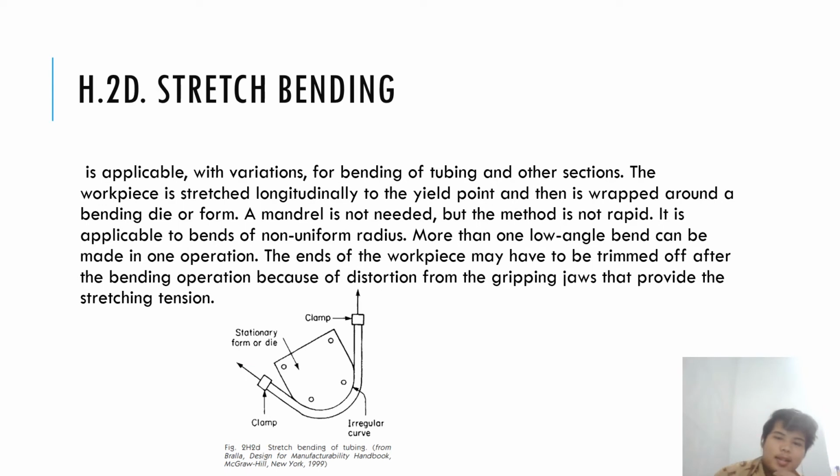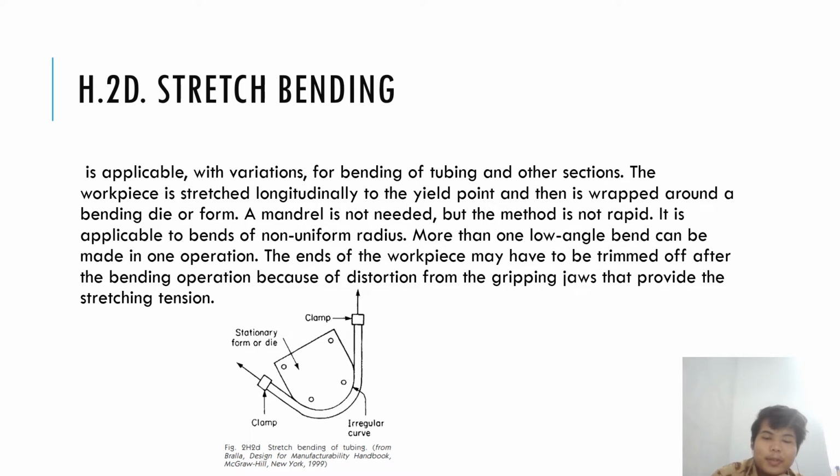Stretch bending. It's applicable with variations for bending of tubing and other sections. The workpiece is stretched longitudinally to the yield point and then is wrapped around a bending die or form. A mandrel is not needed, but the method is not rapid. It is applicable to bends of non-uniform radius. More than one low angle bend can be made in one operation.